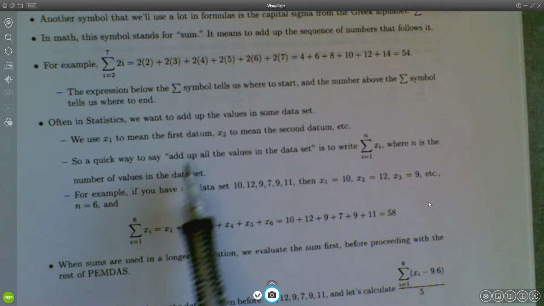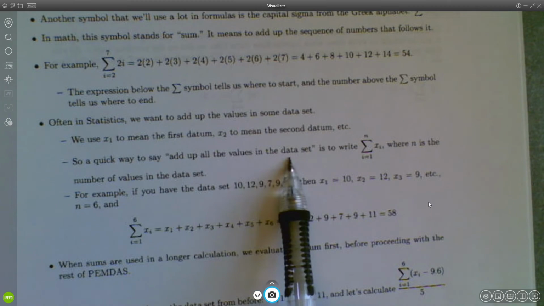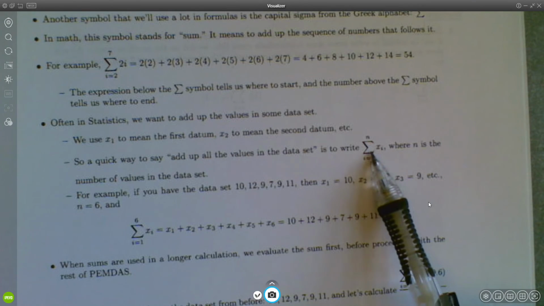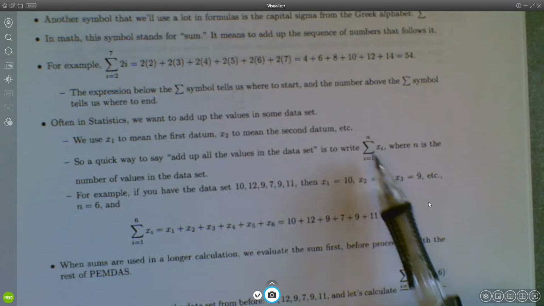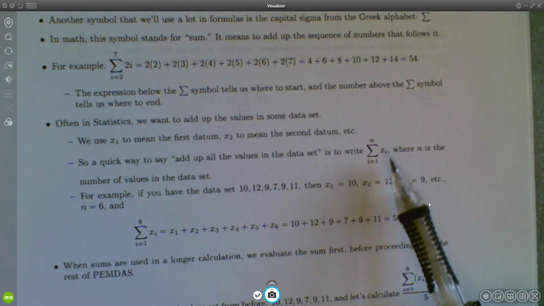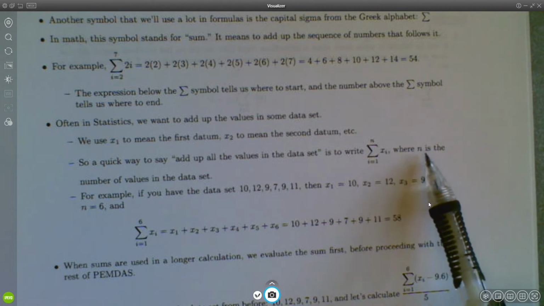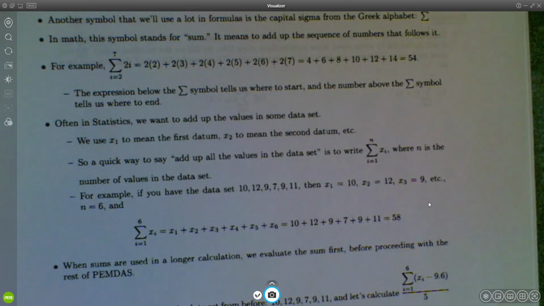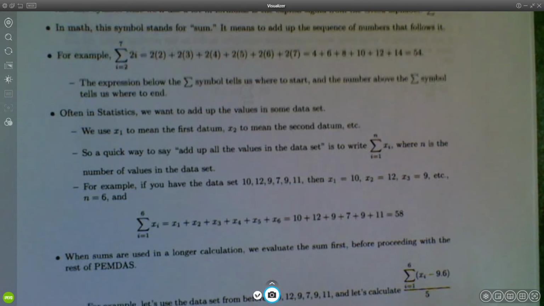So a quick way to say add up all of the values in the data set is to write sigma i equals 1 to n, right? So the sum from i equals 1 to n of x sub i, where n is the number of values in the data set. All of this is very abstract, and so it may seem kind of overwhelming, but let me give you an example. I think it's easier than it seems at first, right?